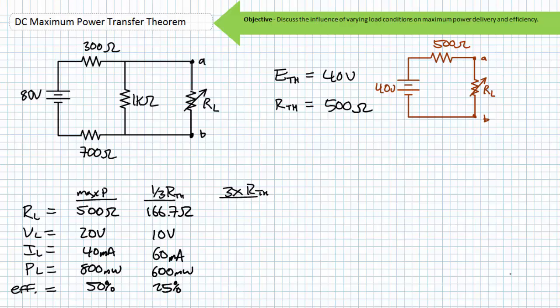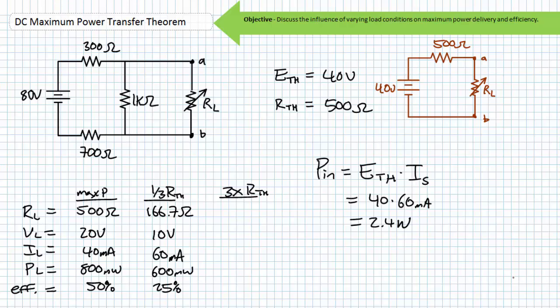When RL is equal to 1/3 of RTH, or approximately 166.7 ohms, it experiences only a 10-volt drop. However, current increases to 60 milliamperes. Current has increased, but voltage drop has decreased. This represents a power product of only 600 milliwatts.